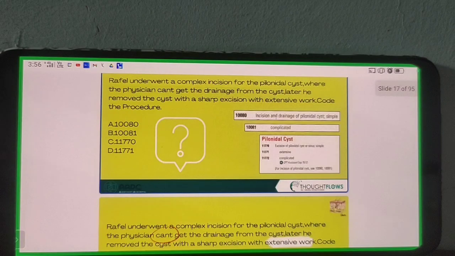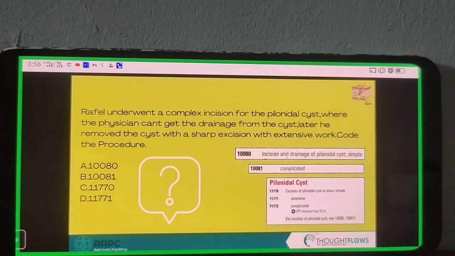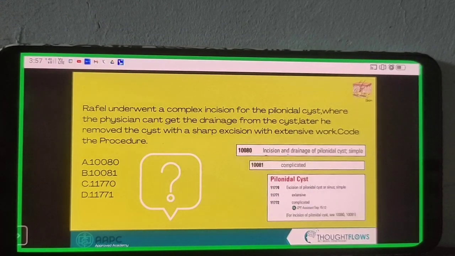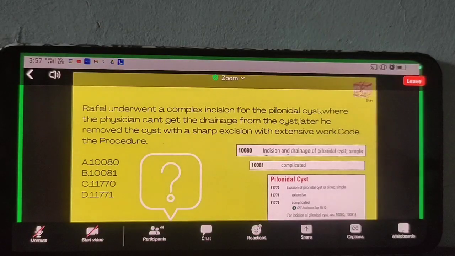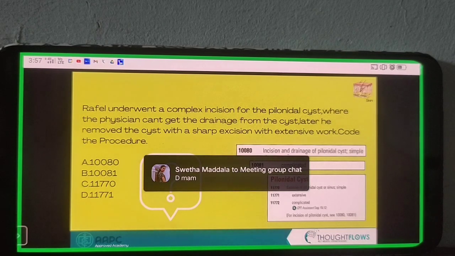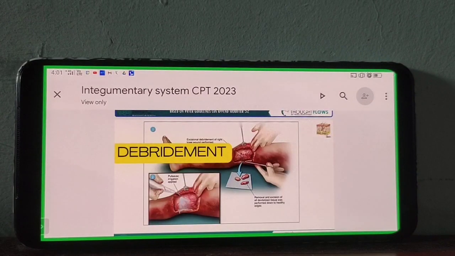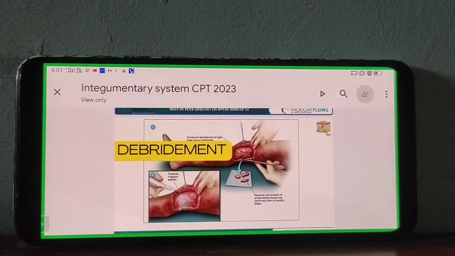It will give a better idea for you. Option D, 11771. Others? What about others? Is this the incision and drainage procedure or excision, guys? What is the procedure here? Incision. Am I right? Because doctors have to clear the fluid, the blood clot, infections and so on. So everything should be clean.